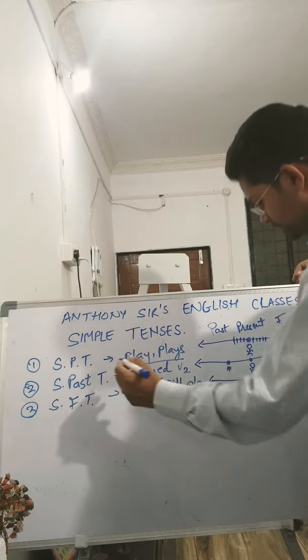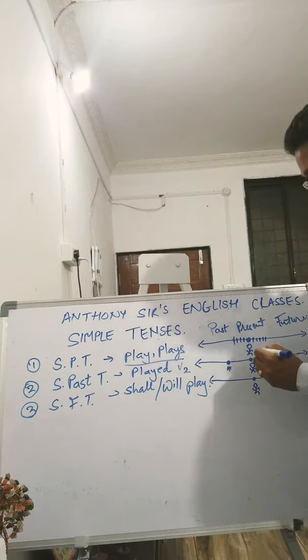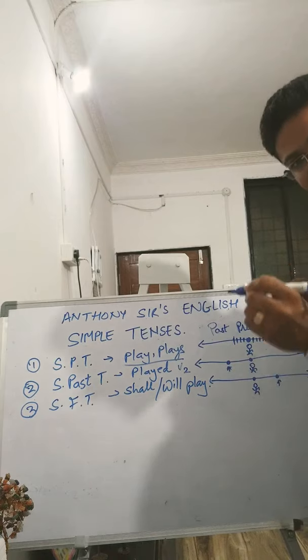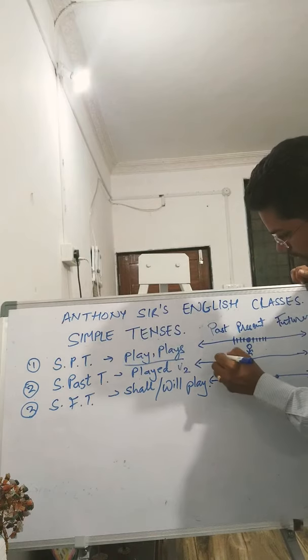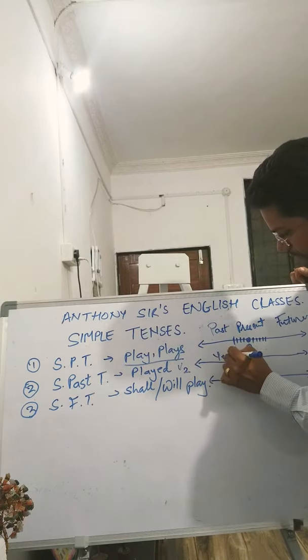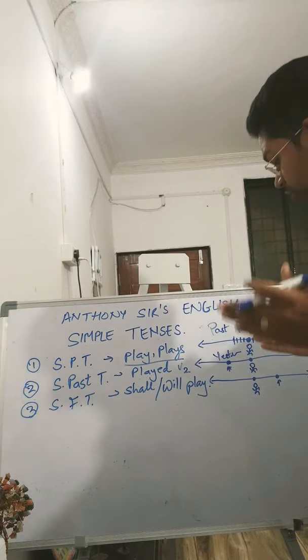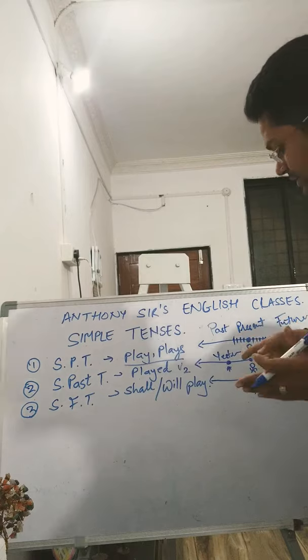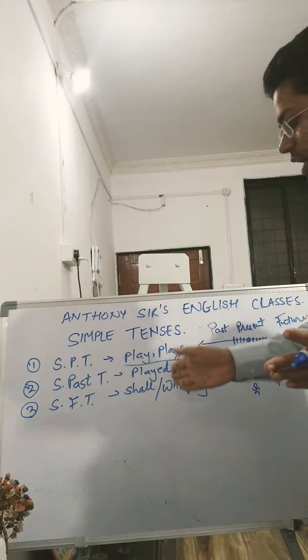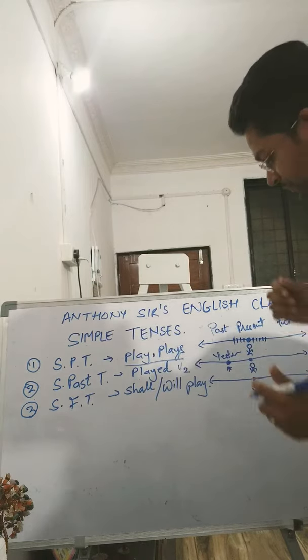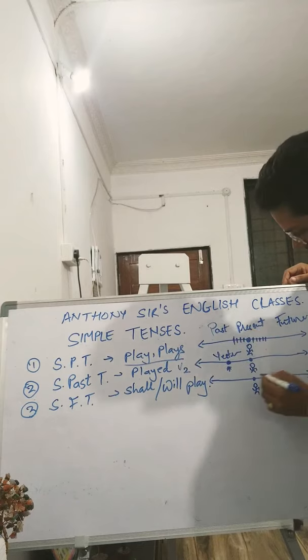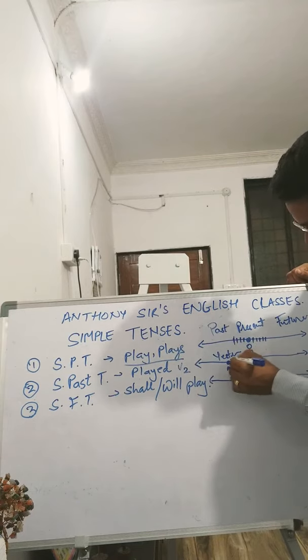Simple past tense is the activity which has happened in the past but you remember the time. For example, yesterday. This is the activity which has happened yesterday, and you know the time also. That is why you can say, for example, I played football yesterday. This is in the past. And on the integer, you can see it in the past.